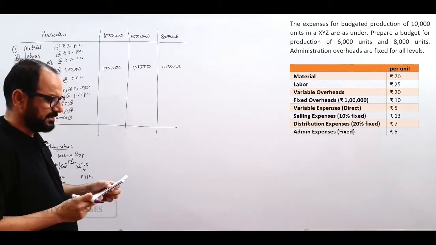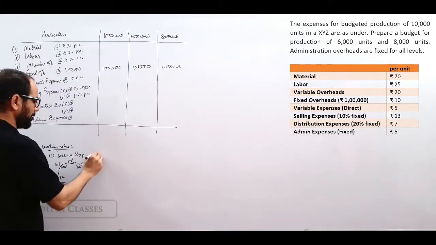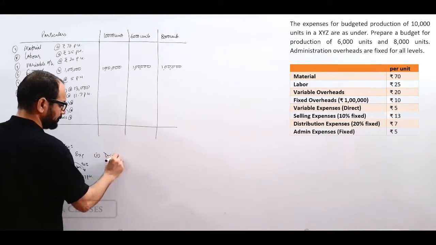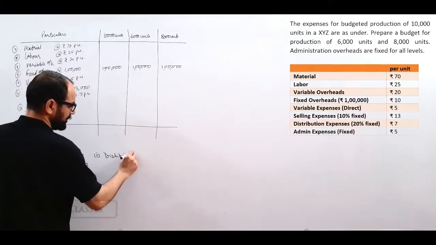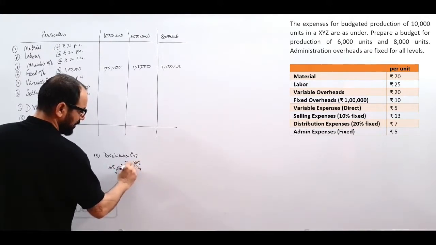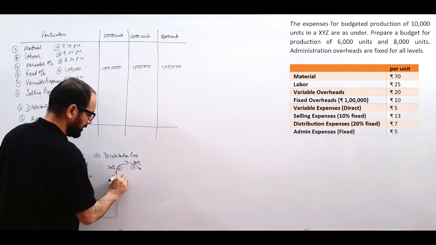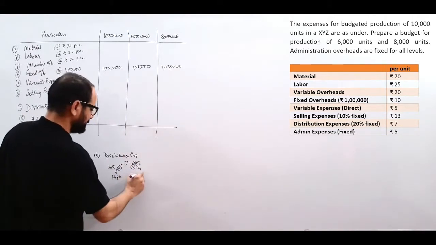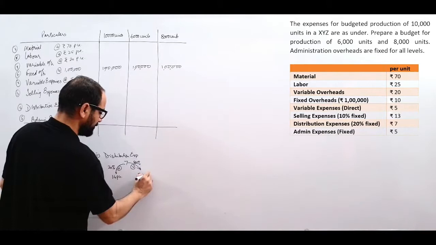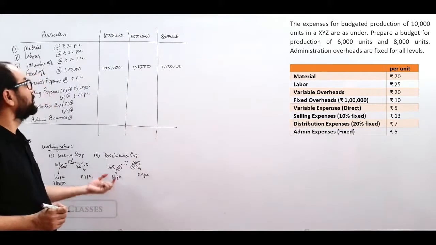Distribution expense is rupees 7, of which 20% is fixed. So obviously 80% is variable. Of these 7, 20% would be 1.4 per unit, and 80% would be 5.6 per unit. Fixed again is not used in per unit, rather it is used in consolidated amount.